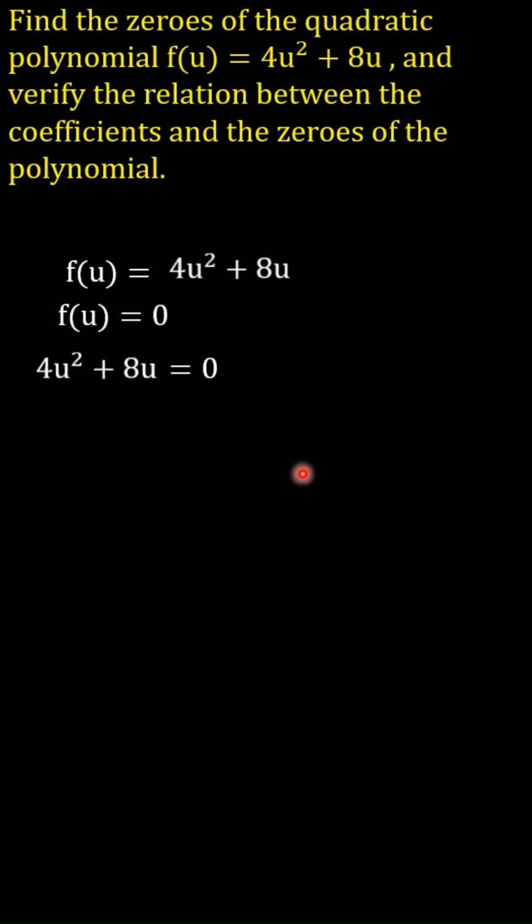Next we look for common terms. In both the terms, 4 and u are common. So we take 4u outside. Now the equation becomes 4u(u + 2) = 0. Now we use the zero product rule. That is, if a product is 0, at least one factor must be 0. So we set each factor equal to 0.